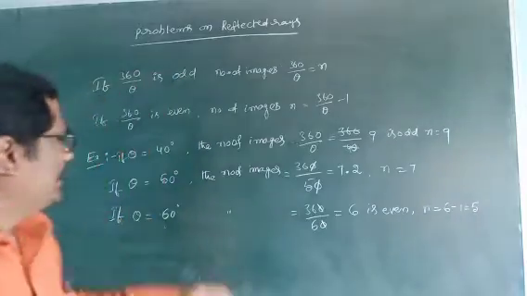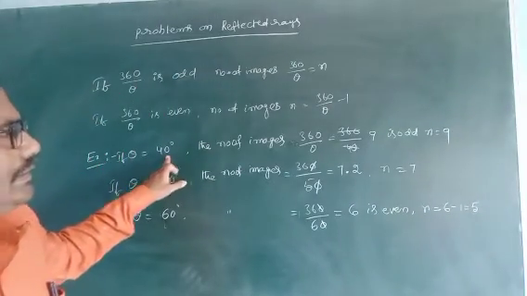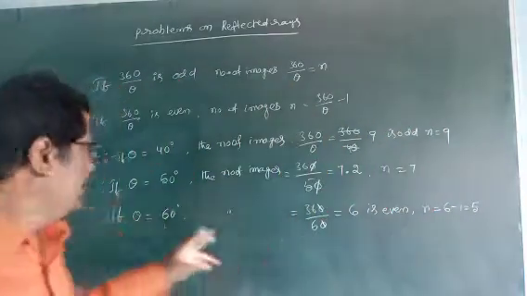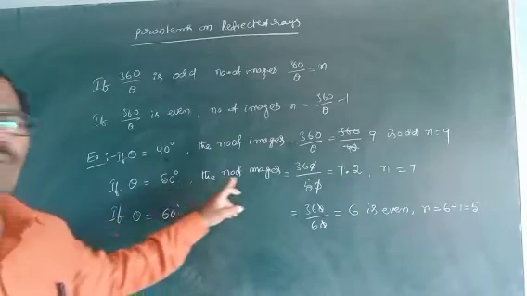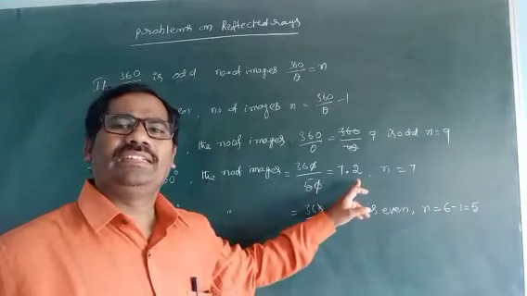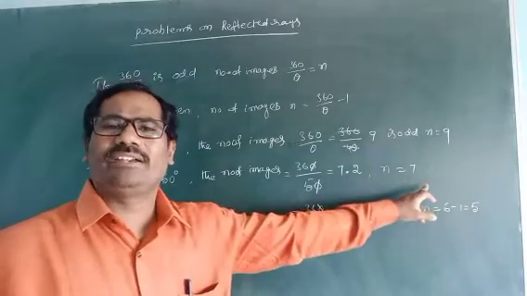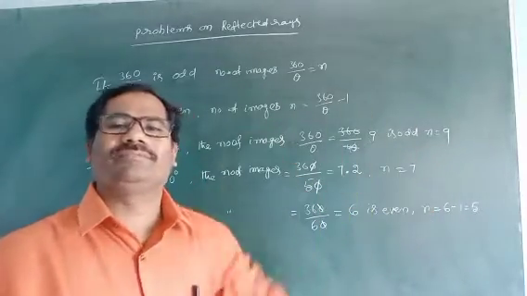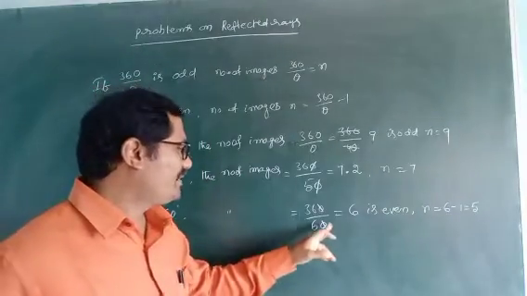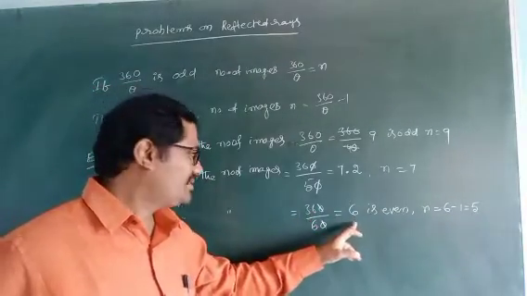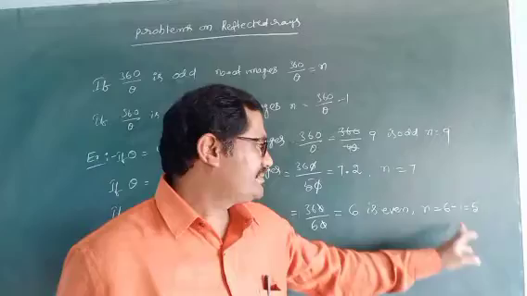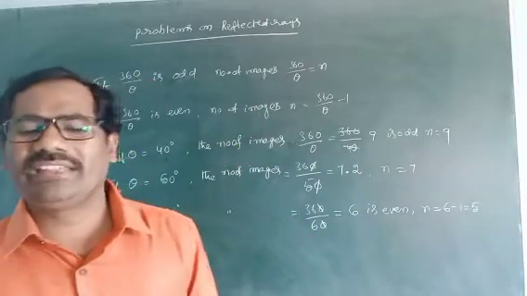That means if theta equals 40, 360 by theta is odd, and the number of images is the same. If theta equals 50, 360 by 50 is 7.2, and only the integral part is considered, so the number of images is 7. If theta equals 60 degrees, 360 by 60 is equal to 6, an even number, so the number of images is reduced by 1: 6 minus 1 equals 5. That is the number of images.